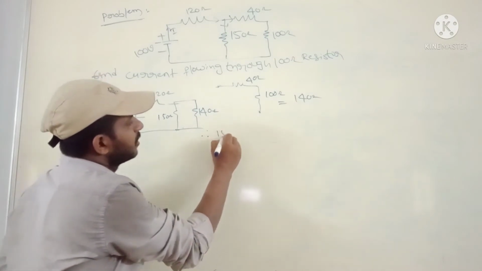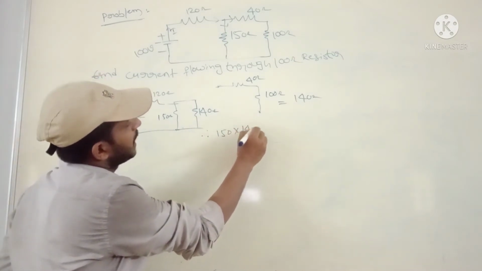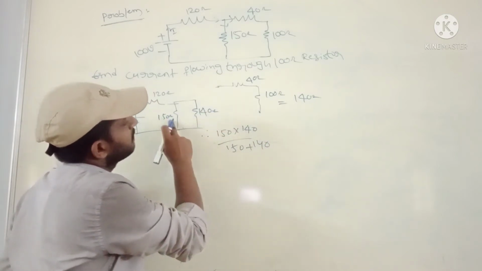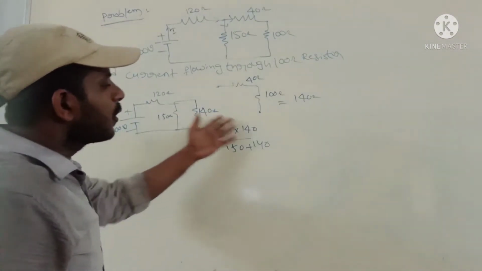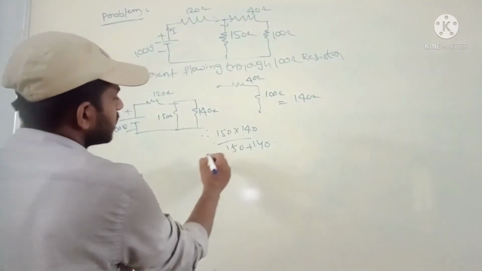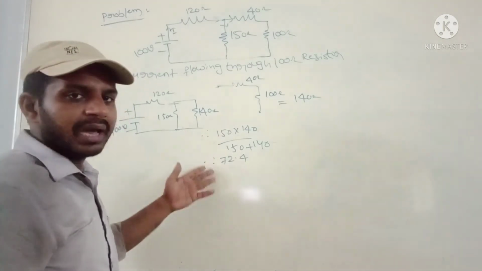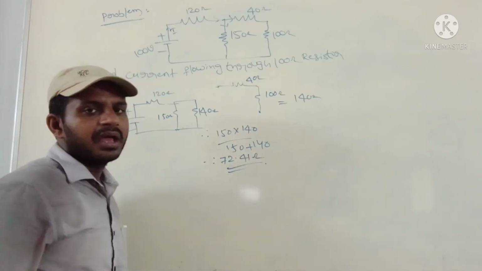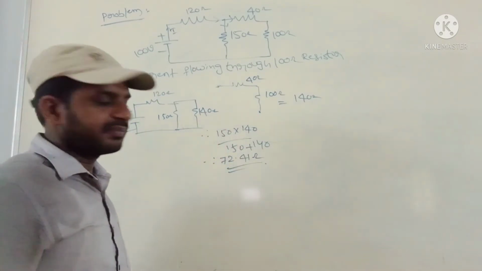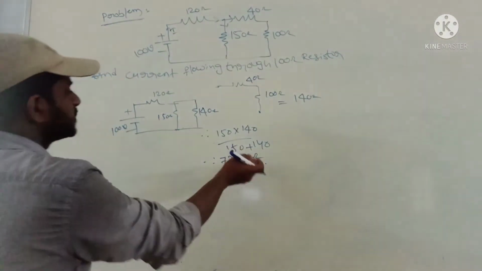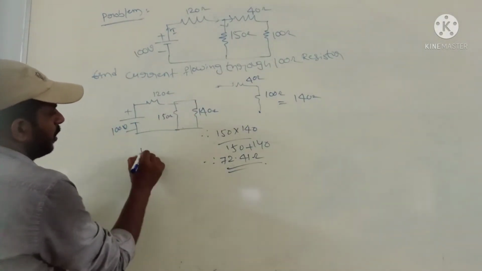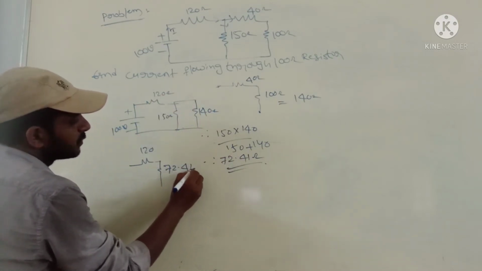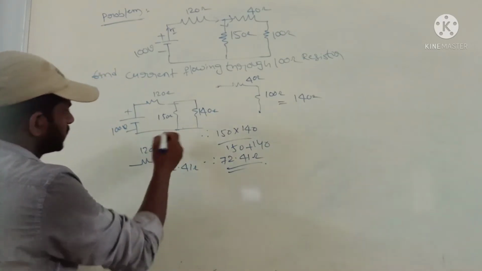Then what is given is 150 into 140 by 150 plus 140. This is the total R equivalent calculation. Finally, from this value, we get 72.41 ohms. So this value is represented here, along with the 120 ohms, and here we are getting 72.41 ohms.